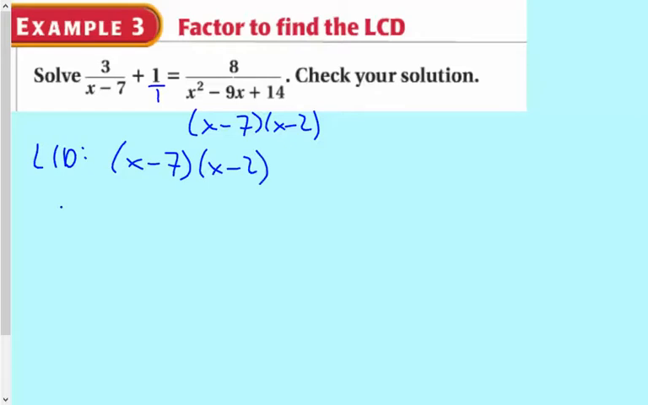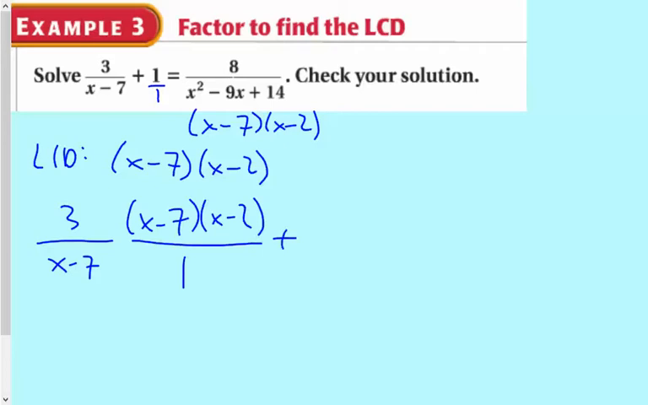So let's write this gigantic mess out. We're going to multiply by x minus 7, x minus 2. And when you're done with this process, if you have any fractions left, it means you've done something wrong.